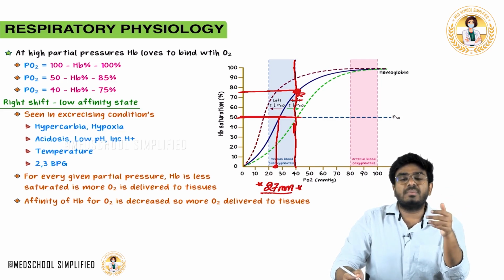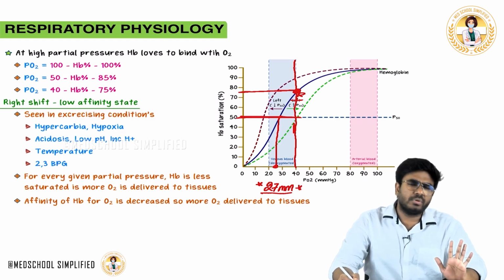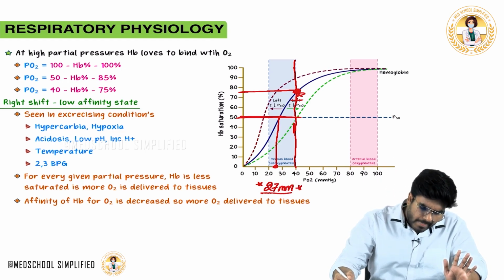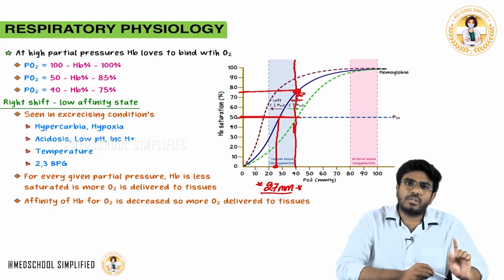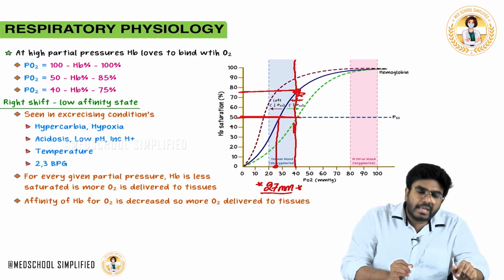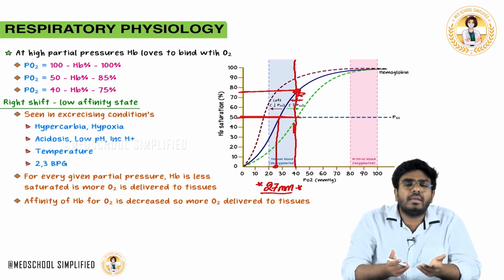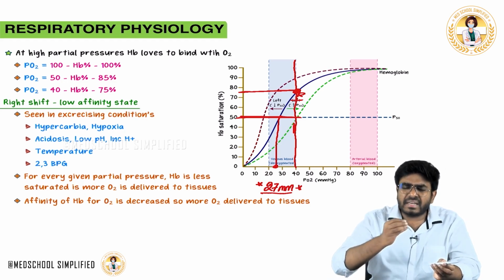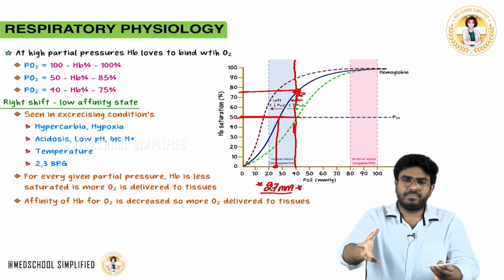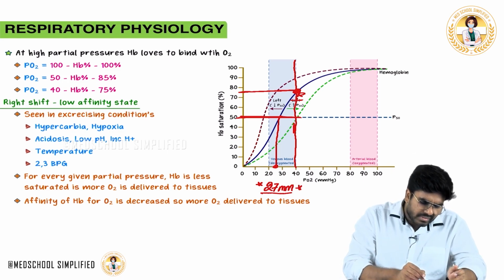In a normal individual, what is the P50 value? The P50 value is, sir, 27 mmHg. That's it, 27 mmHg. Now, let's see what this right shift is. Right shift is also called the low affinity state. In the name itself, it's very clear, low affinity, which means hemoglobin is not loving to bind with the oxygen. Hemoglobin is behaving in such a way that it is readily giving up the oxygen, readily delivering the oxygen very easily. So, low affinity.